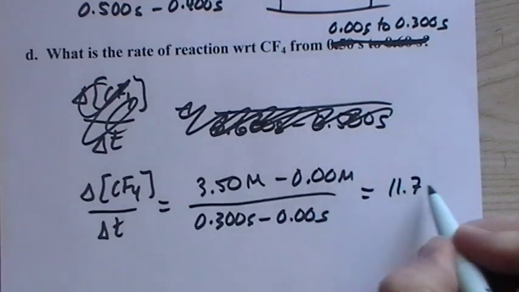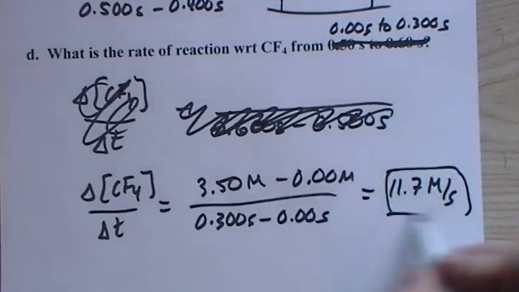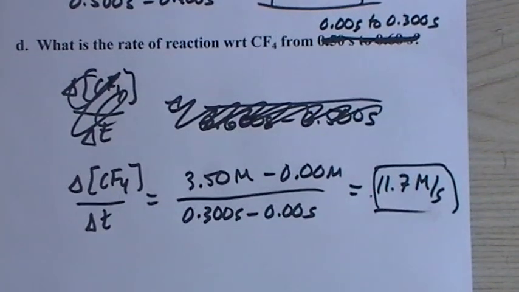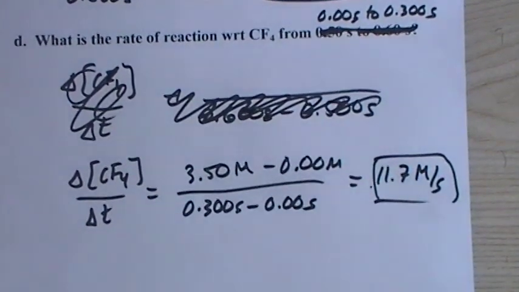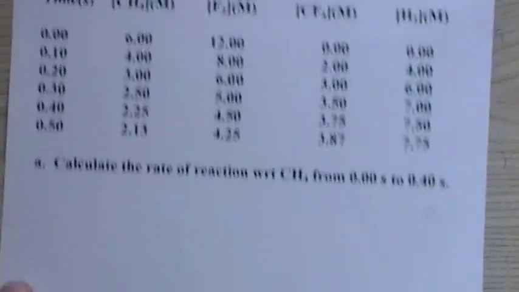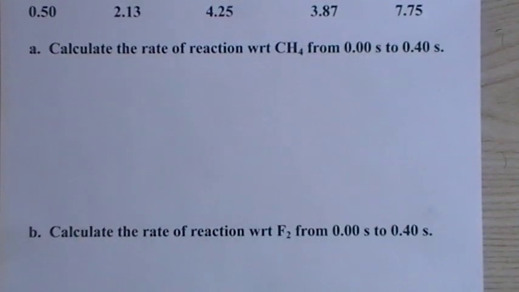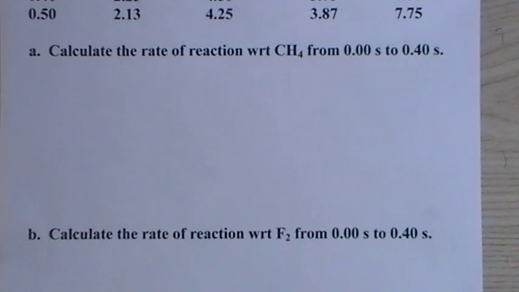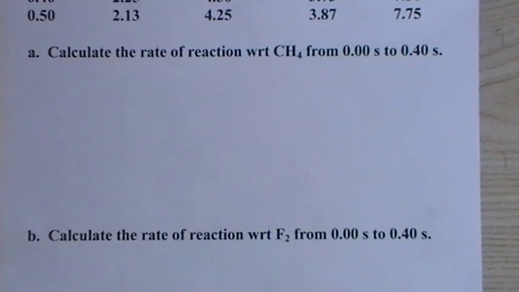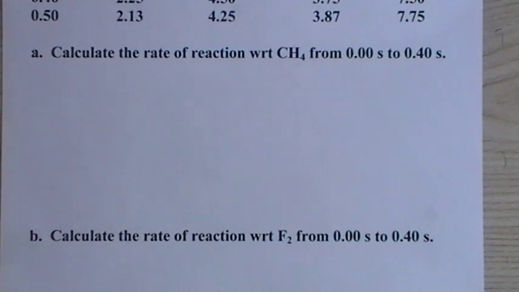So 11.7 molars per second. Positive, you need to have that molars per second, and everything will be fine. Okay, now I'm going to give you this next set. The one thing I've done here is it's all of these species from 0 seconds to 0.4 seconds. So that's what I'm going, all of them will be that. Methane, fluorine, CF4, and hydrogen will all be from 0 seconds to 0.4 seconds.